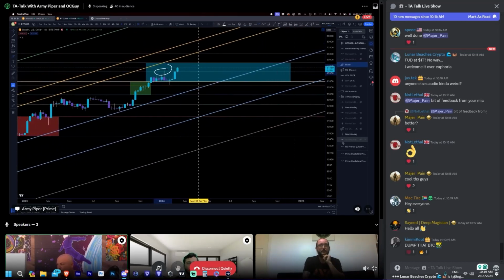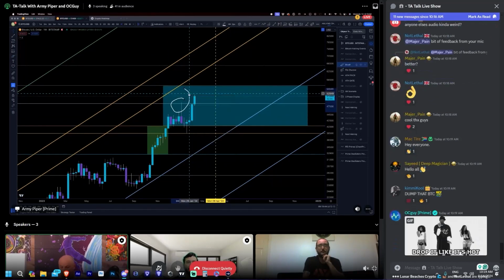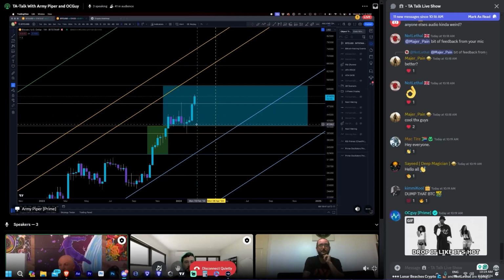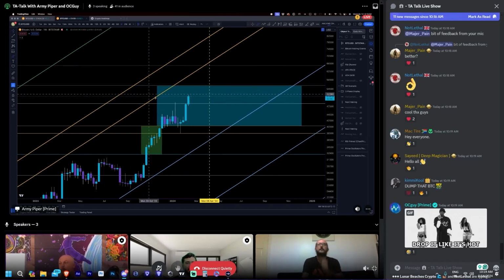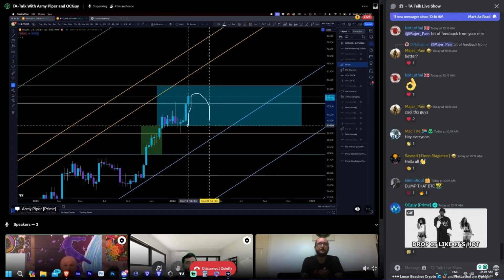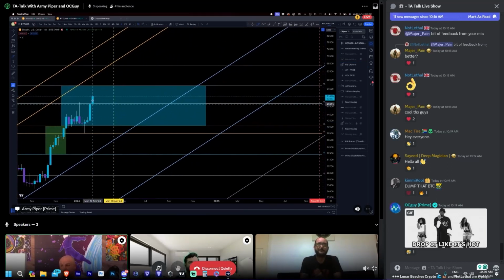We bring it into focus a little bit, make it a little bit bigger so you guys can see what we're working with over here. We did get that rejection right there off the 786, and we tested perfectly the golden pocket of the horizontal fibs again. But this happened pre-halving.